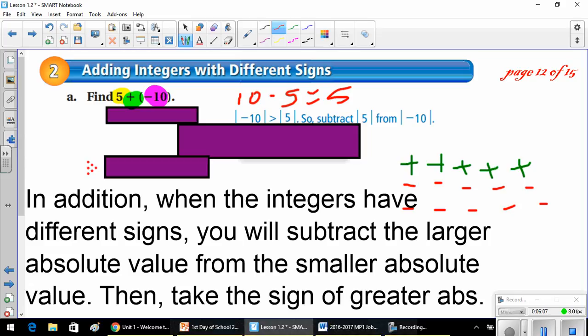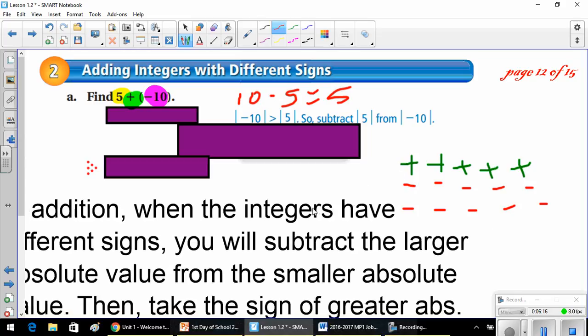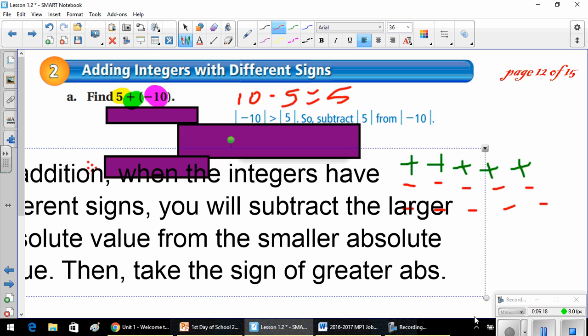At this point, I hear it all the time. Students say, well, why am I subtracting when there's a plus sign between? Let's go to my diagram over here. I'll move this guy. Let me just shrink this a little.